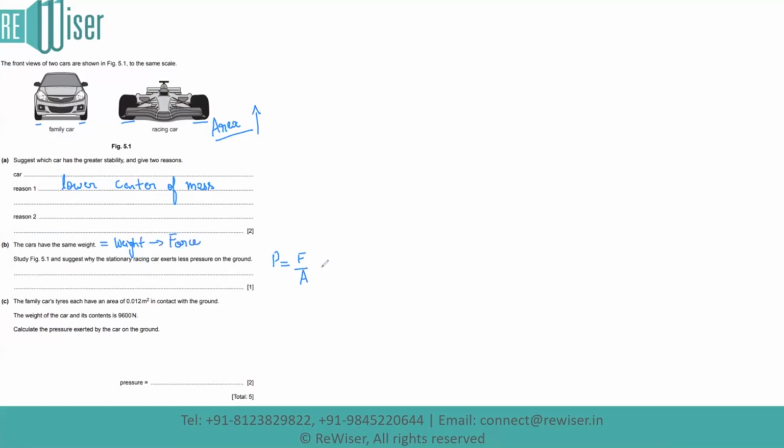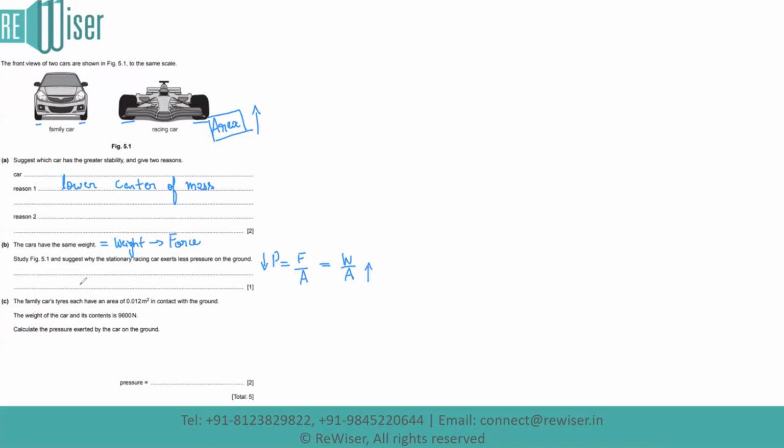So the formula for pressure reads: pressure equals weight by area. We've already explained in the previous part that the racing car has a greater surface area of tires in contact with the ground, which means there is a greater area of contact. And since the area is greater for the racing car, the pressure applied is lesser.